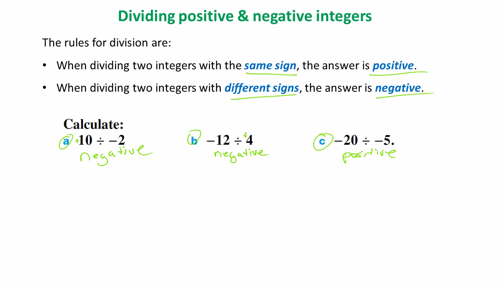So basically, let's look at the actual answers. For A, 10 divided by 2 is 5, and the answer is negative. For B, 12 divided by 4 is 3, and the answer is negative. For C, 20 divided by 5 is 4, and the answer is positive. So I'm going to have 4 or plus 4, whichever you prefer.